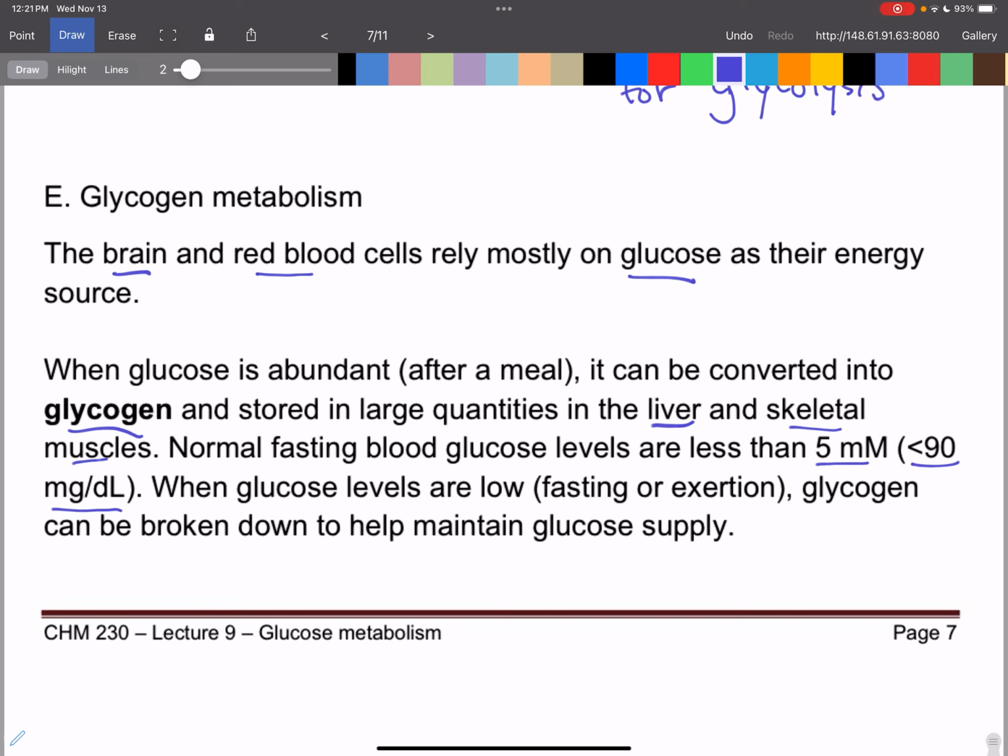Once the blood glucose levels start dropping, the body needs to keep blood glucose levels up, and one of the first things it can do is break down that glycogen to maintain the blood glucose supply, to keep the brain fed, the red blood cells fed, and also the muscles.